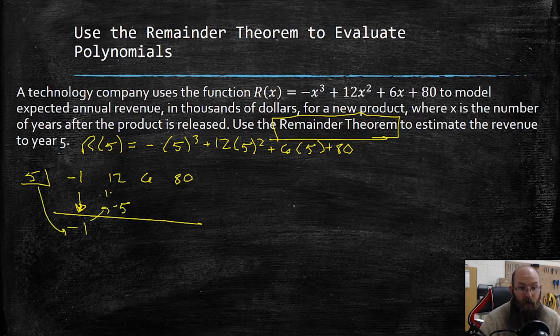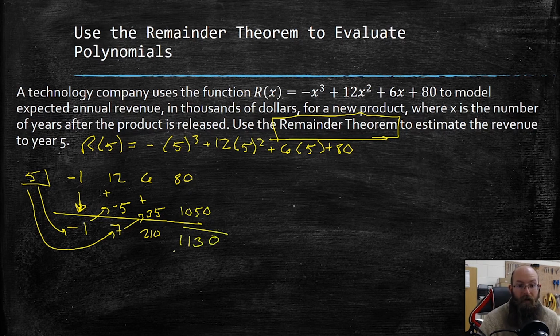We'll add these two things up, and I get 7. 5 times that 7 gets me 35. Good job. And I add down, and that gets me, 6 plus 35 is 41, times 5 is 205, plus 80... wait, 6 times 35 is 210. Then I have 5 times 210, and that is 1,050. And then I have to add that now, so that's 1130. And that right there, folks, that is my remainder, which is also going to be my answer.